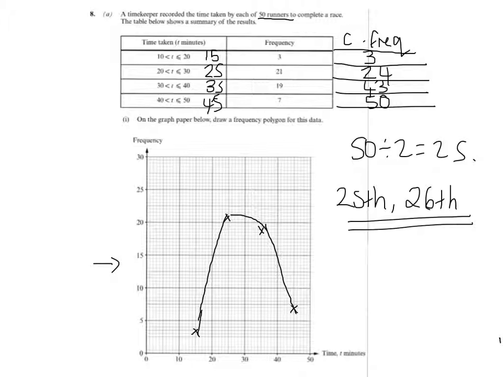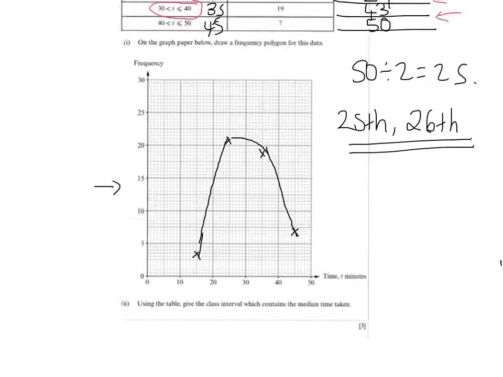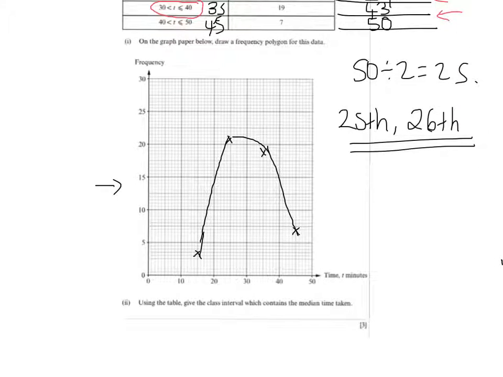So because we hadn't got to them here, and we've gone past them here, that means that this group must contain our median value. So you'd give your answer as the class interval between 30 and 40. That one contains the median time taken.